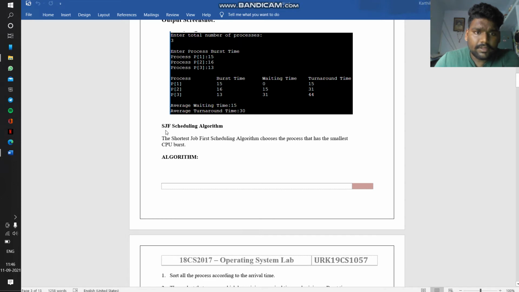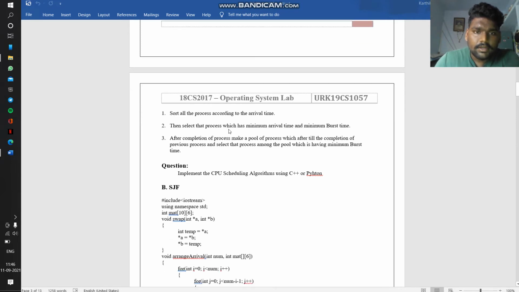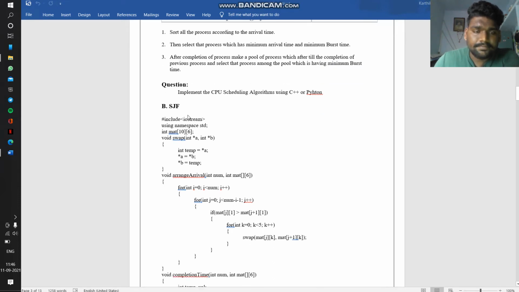The second one is the SJF scheduling algorithm. The shortest job first scheduling algorithm chooses the process that has the smallest CPU burst. This is the algorithm. Sort all the processes according to the arrival time, then select the process which has minimum arrival time and minimum burst time. After completion of a process, make a pool of processes which arrived till the completion of the previous process, and select the process among the pool which has the minimum burst time.